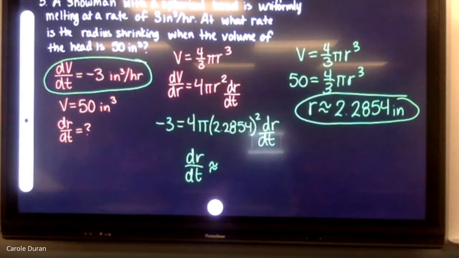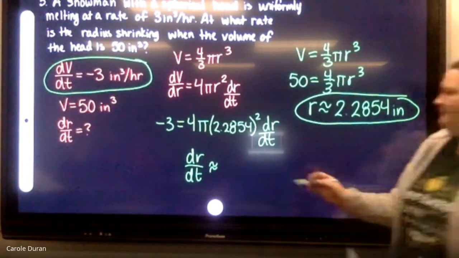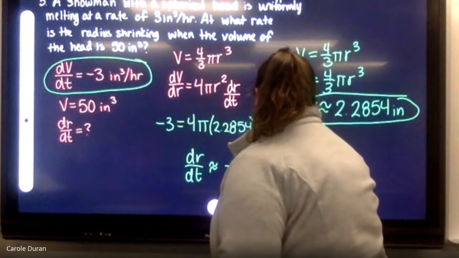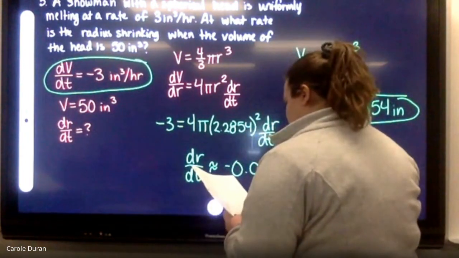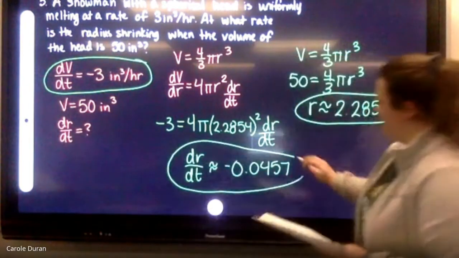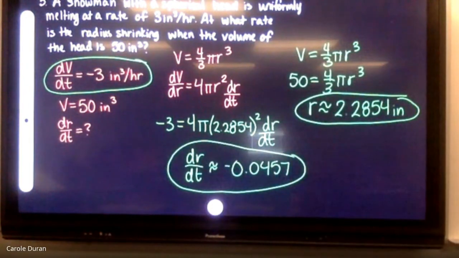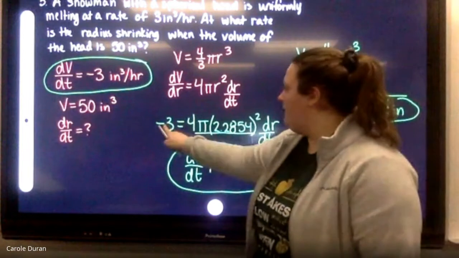Deanna, what'd you get? Devin, what'd you get? This was a really small number. I got negative 0.0457. How'd you guys do that? Everybody else get negative 0.0457? How do we solve it? I would have multiplied all of this together and done this divided by that.